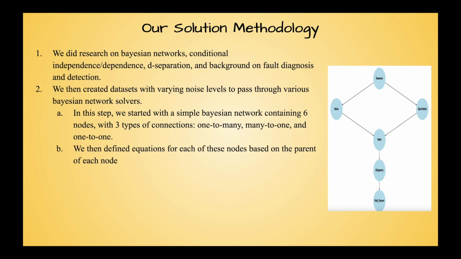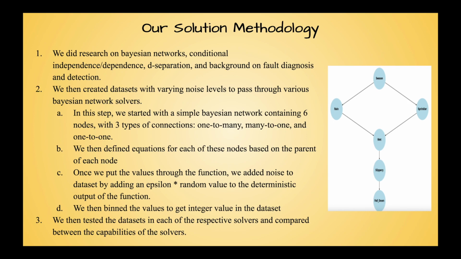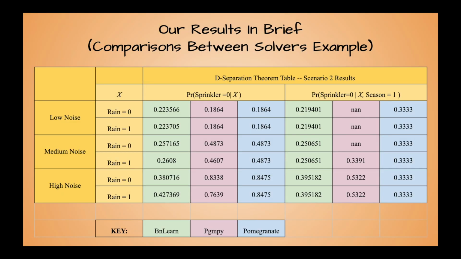We then developed functions for each node based on their parents. After we passed values through each of these functions, we added noise to each dataset through a random epsilon value and bin the results in order to discretize the datasets. Finally, we created a script to run each solver test file and compare the respective outputs in order to determine each solver's capabilities.